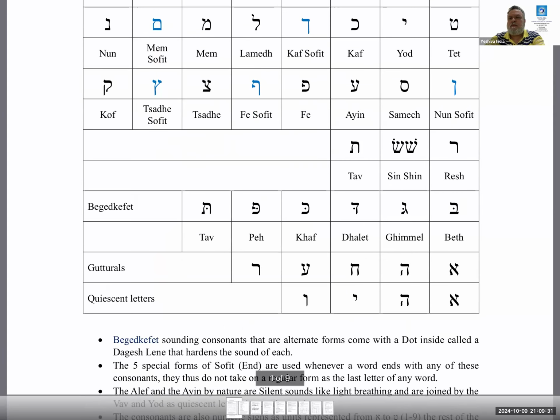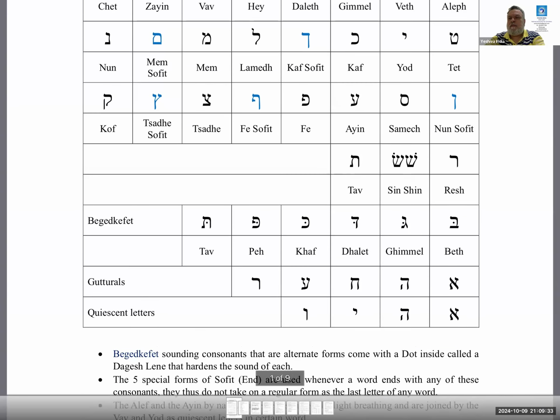These are the consonants. These are the Beghe the Kefet, right? The guttural letters.